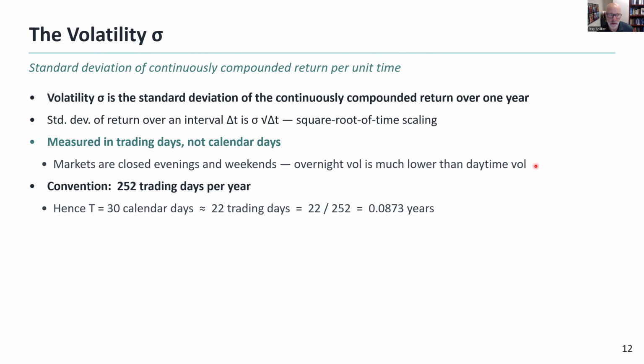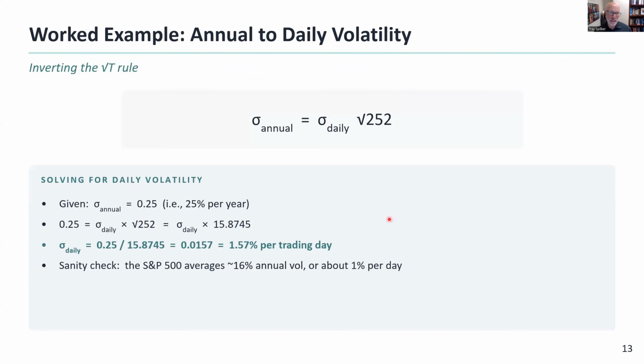So the convention, therefore, is that we have 252 trading days a year. So in the case of a monthly, 30 calendar days is something like 22 trading days. So a monthly value for T would be 0.0873. Okay. So here's a worked example.